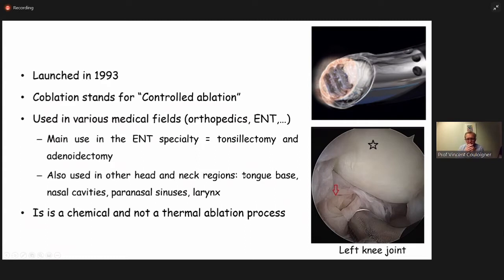In our specialty, as you know, the main indications to use COBLATION are tonsillectomy and adenoidectomy. But as you probably know, it's also used in other head and neck regions, such as for tongue-base tonsil removal and various procedures in the nasal cavities, paranasal sinuses, and also in the larynx. An important point is that it is a chemical and not a thermal ablation process.